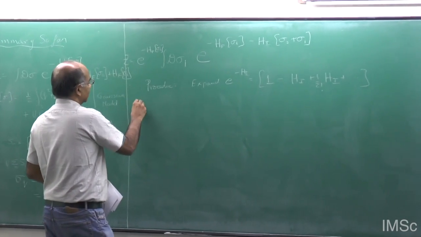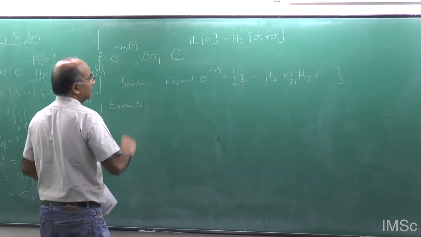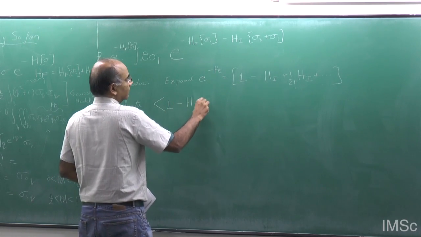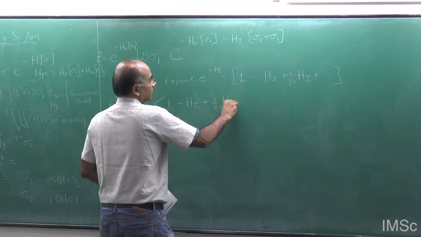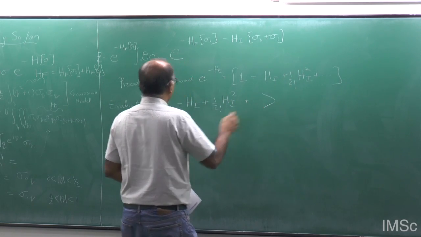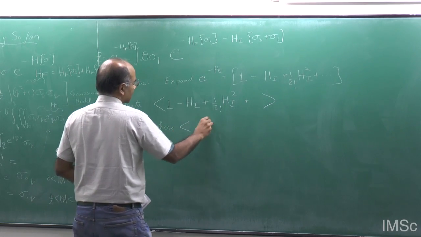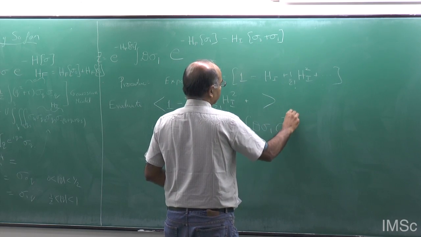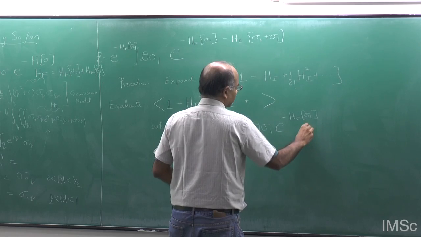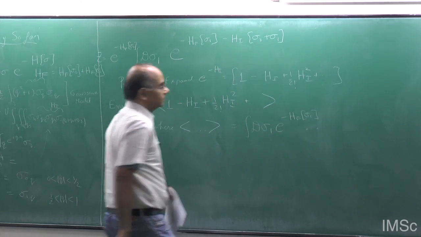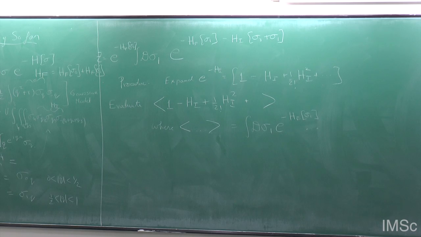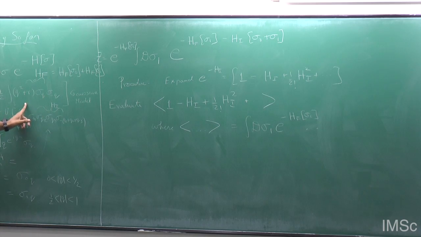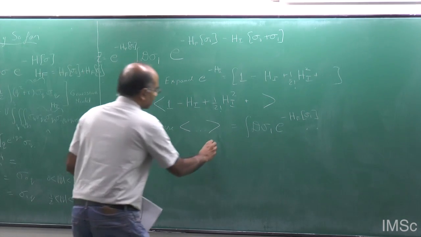So we have to evaluate this expansion: 1 minus HI plus half, oh this is squared, sorry, where this means do this integral, whatever operator is there. This object is a Gaussian, it is just this. So you just have to do Gaussian integrals.